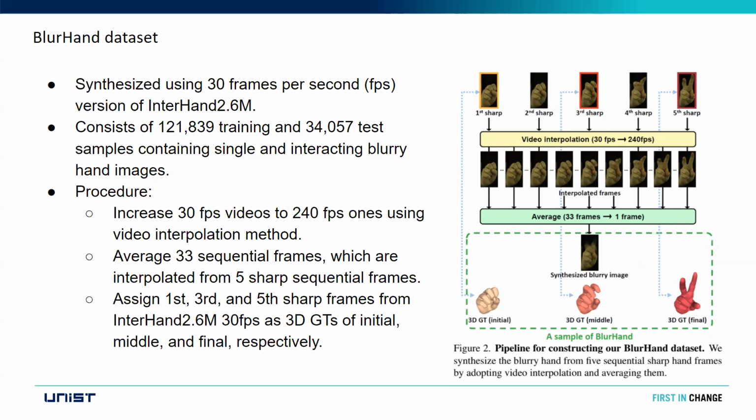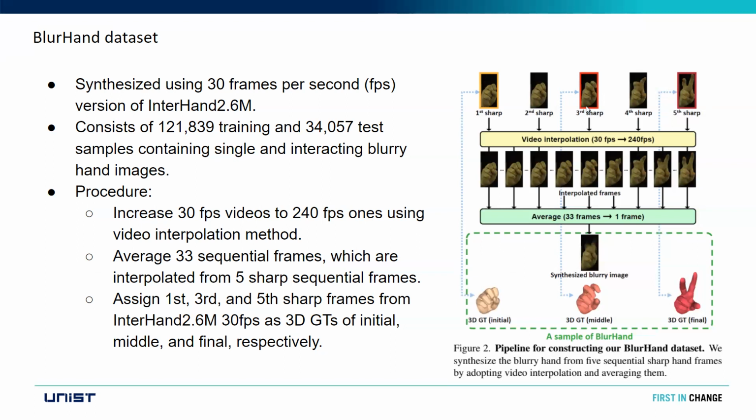So the way they synthesize these blurry images is, first, they increase the 30 FPS videos to 240 FPS using a video interpolation method. Then they average the 33 sequential frames that are interpolated from 5 sharp sequential frames like this. They're not real, they are synthesized.